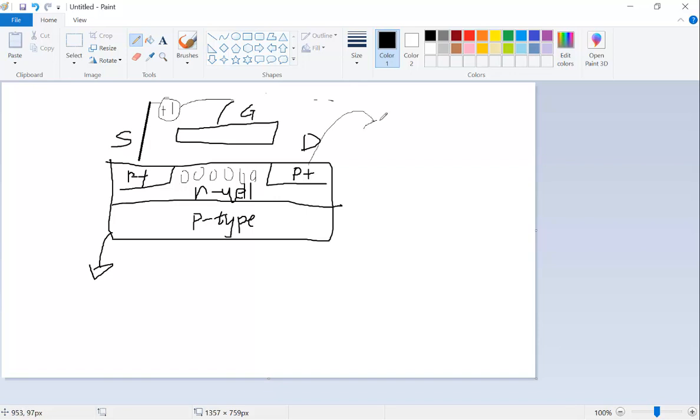If you ground the drain, and the holes are here, and the drain is grounded, what's going to happen? You've got a high potential here, right? And ground is relatively lower potential. So the holes are going to move in that direction to form a current.